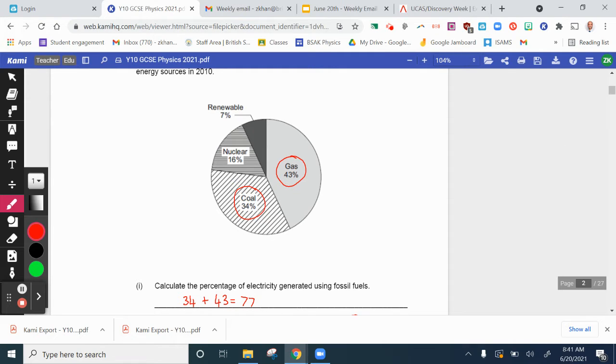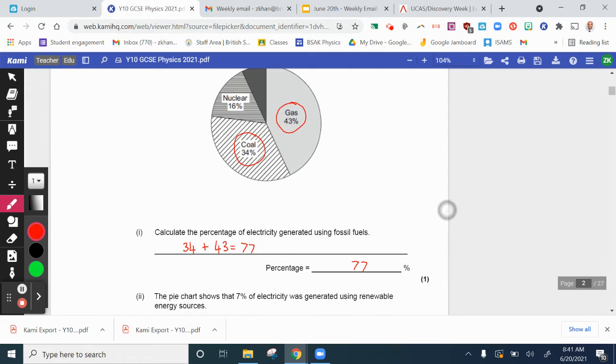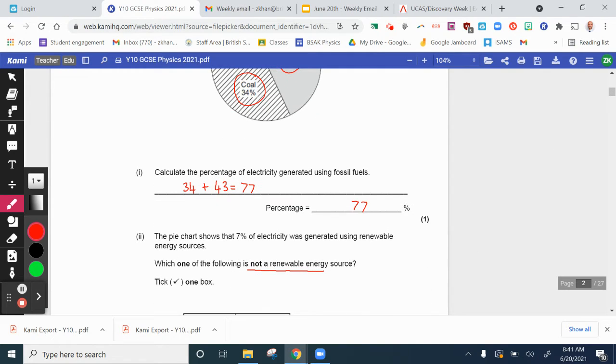So out of these, which is a fossil fuel? Coal is a fossil fuel, gas is a fossil fuel, nuclear is not, renewable is not either, as all fossil fuels are non-renewable. So it's 34% plus 43, which is 77%. The second part is the pie chart shows 7% of the electricity was generated using renewable energy resources.